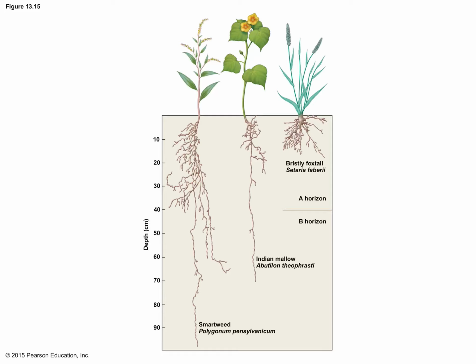So this is an example of vertical resource partitioning, where each of these different species is adapted to take advantage of a different resource in the same soil profile, and so they avoid competition with one another.